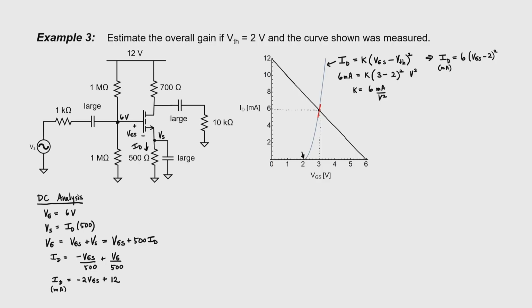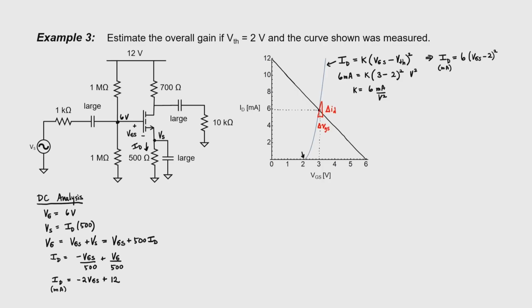What I'm interested in knowing is the slope of this line at this operating point. So we're going to have some change of the gate source voltage. We could call it delta VGS. That's the input, and then the output will be some change in the drain current. Let me call that delta I sub D.